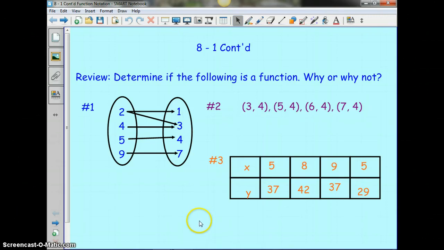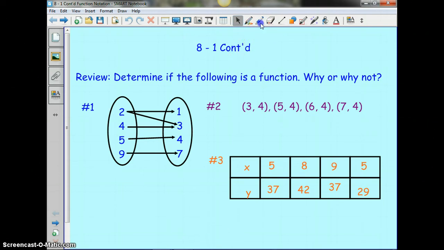Okay, we are going to finish up section 1 in chapter 8. Before we move on to the next half, let's go ahead and do some review. So determine if the following is a function, why or why not. I would like you to pause the video right now and do these 3 problems, and we'll see what you come up with. So go ahead and pause.